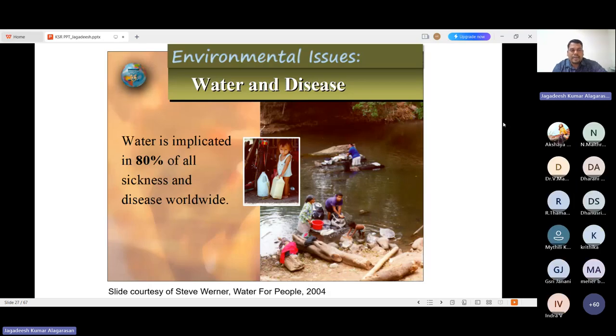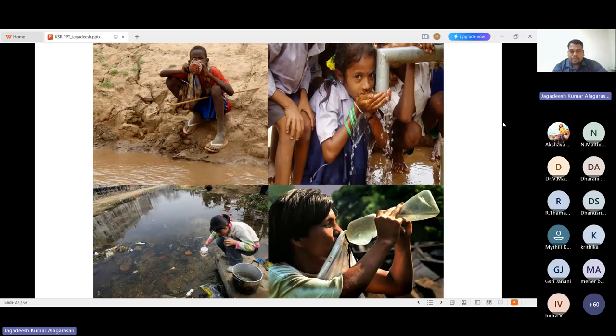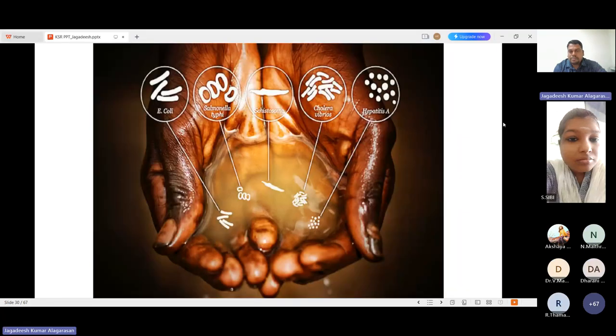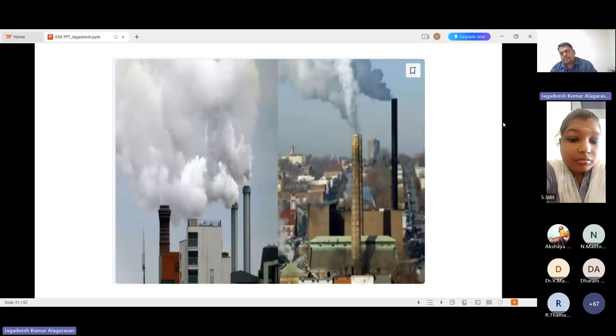So water is implicated in 80% of all sickness and disease worldwide. See the water, how can the people drink these rivers? You must know this. So there are so many health issues because of that water, E. coli and hepatitis. So next we are going to talk about the air pollution in the dyeing industry.